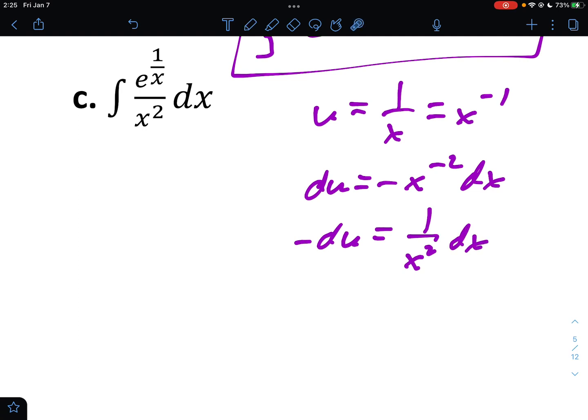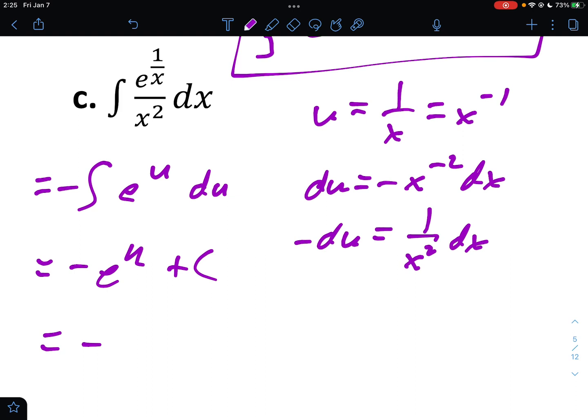Hey, look at that. We have 1 over x squared dx right here. So that's all going to be replaced with negative du. So negative du, and then the 1 over x just becomes u. My antiderivative is negative e to the u plus c, or negative e to the 1 over x plus c.